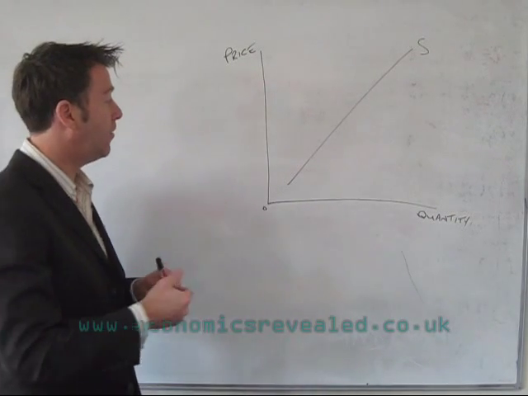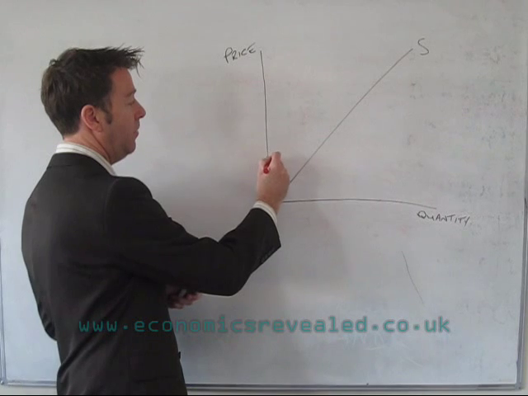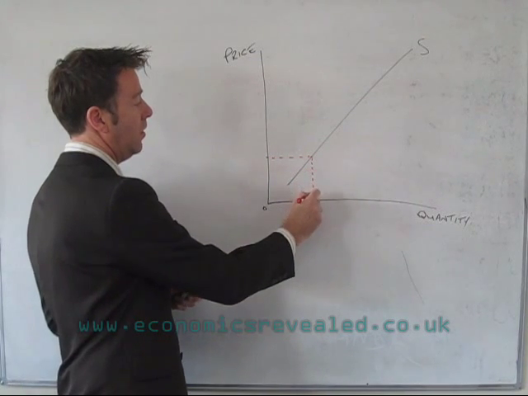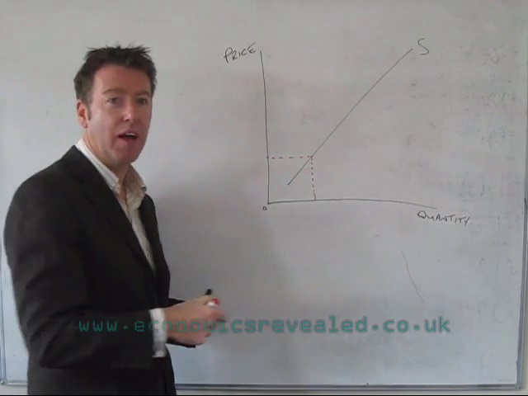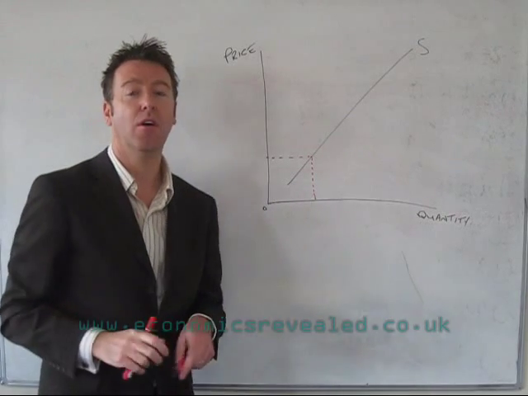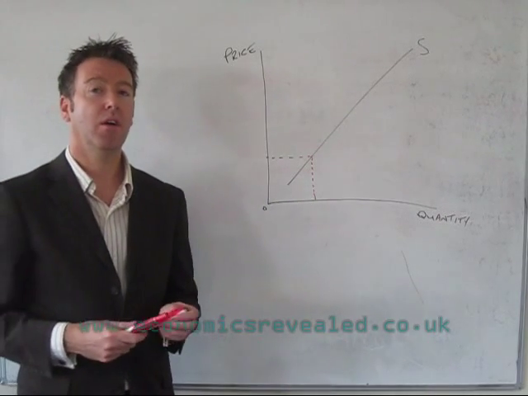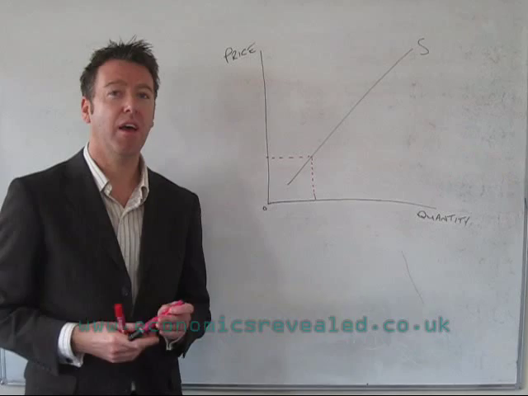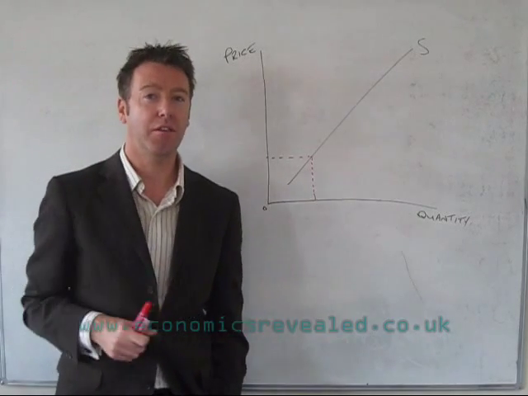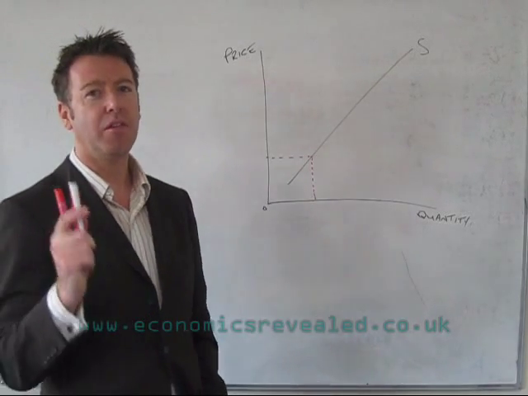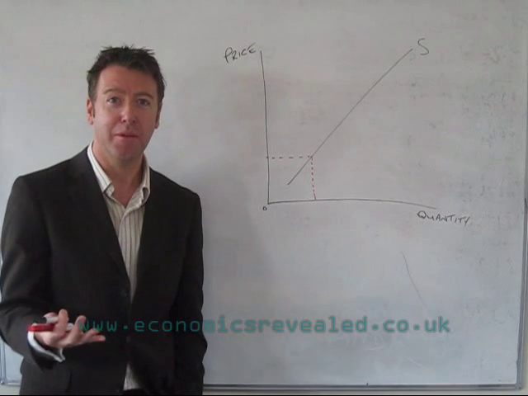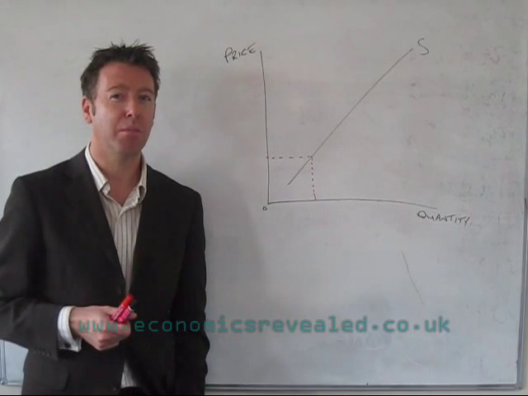So at a low price, at say 10p a kilo, you would possibly sell a certain number of kilos. Or, actually I'll correct myself there, you'd be willing to supply a certain number of kilos. We're not quite sure whether you'd sell them or not because we don't know what the demand for them is. But let's say you're willing to supply them at that price.